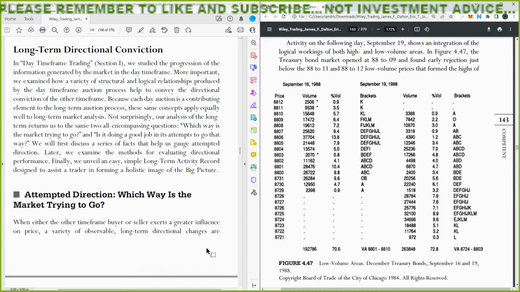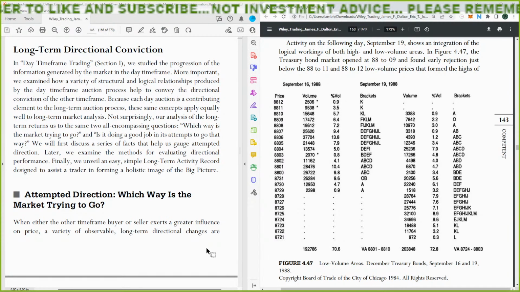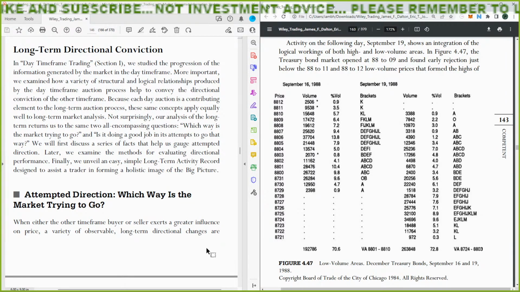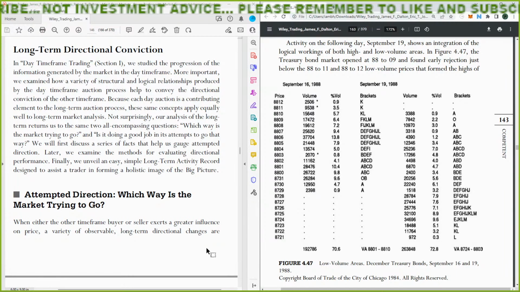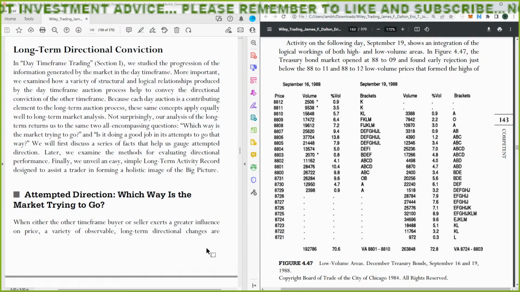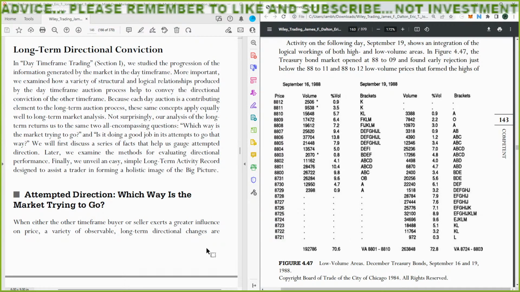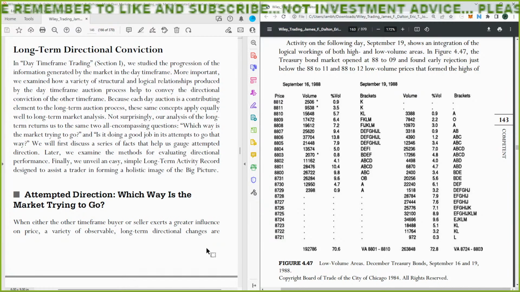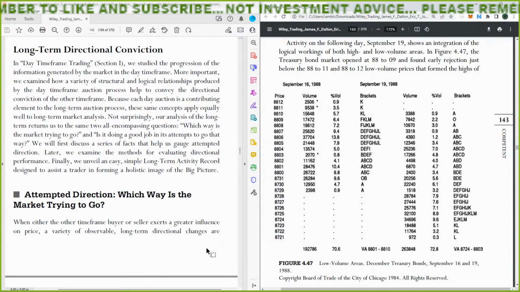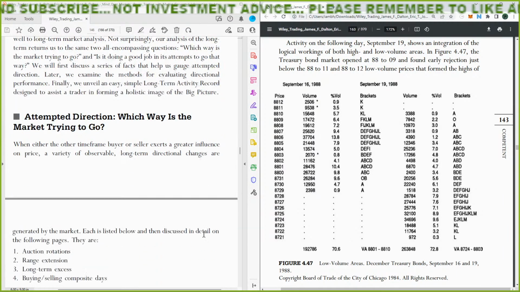Not surprisingly, our analysis of the long-term returns to the same two all-encompassing questions. Which way is the market trying to go, and is it doing a good job in its attempts to go that way? We will first discuss a series of facts that help us gauge attempted direction. Later, we examine the methods for evaluating directional performance. Finally, we unveil an easy, simple, long-term activity record designed to assist a trader in forming a holistic image of the big picture.